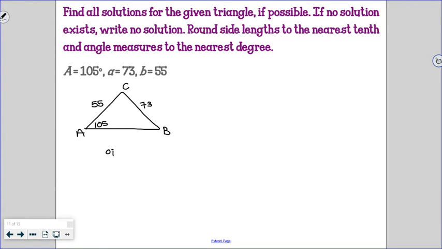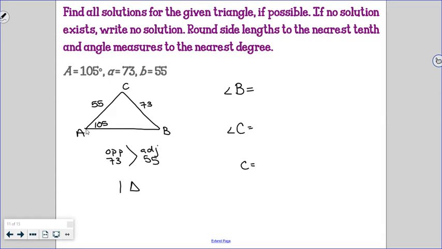So let's compare real quick. Opposite to adjacent, 73 to 55. Our opposite is bigger than our adjacent. Go to your flow chart. It says one triangle. Okay. To find our one triangle, we then are finding what is missing. So at the end of this, we will have an angle B, an angle C, and a side C. Those are our unknowns, right? If I go back to our picture, that's what we don't have up there.